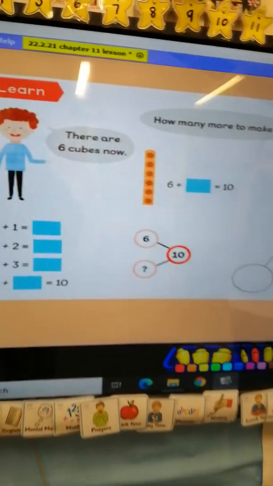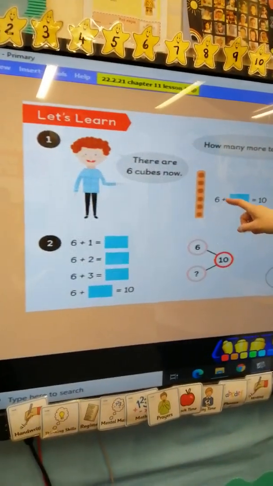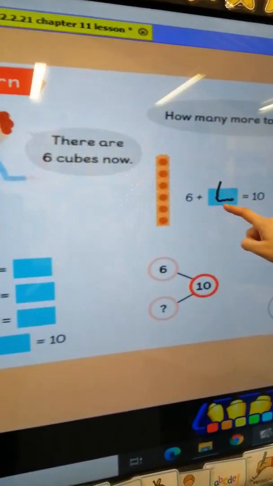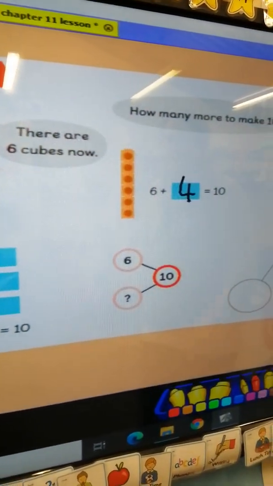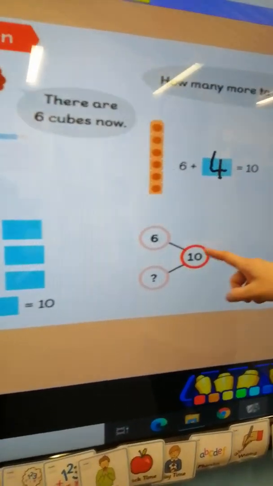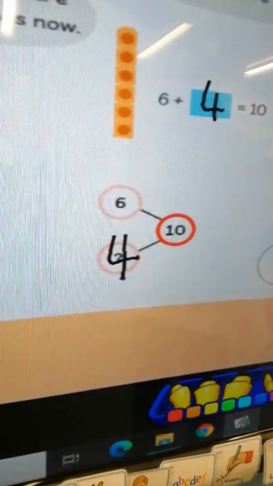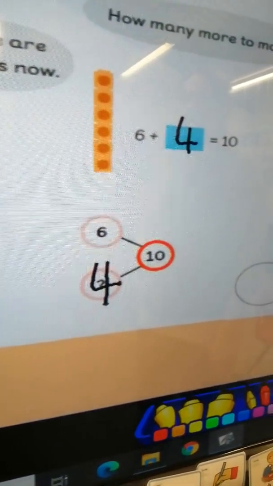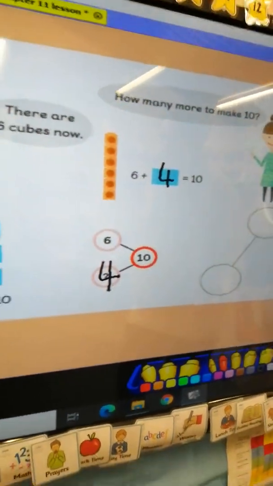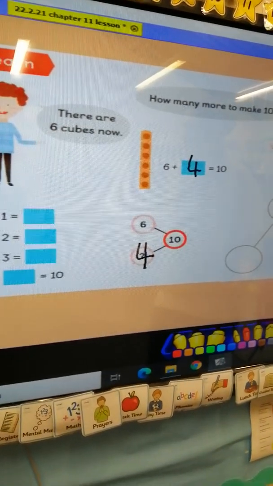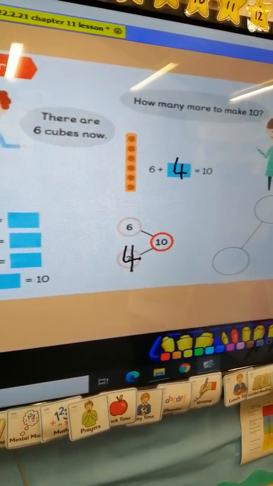Well done. So we can write that as a number sentence. 6 add 4 equals 10. And we've also already done our part whole, haven't we? We've worked out that 6 and 4 was the missing part, to make 10. Now, I spoke to you just a second ago and I said, we don't actually know what the missing part was she might be holding behind her back.